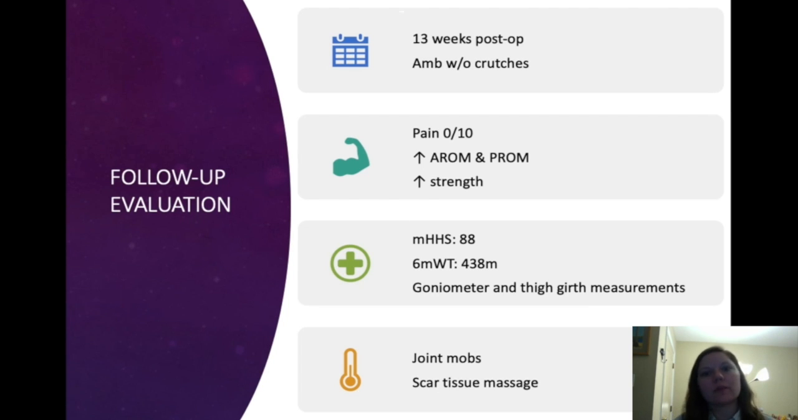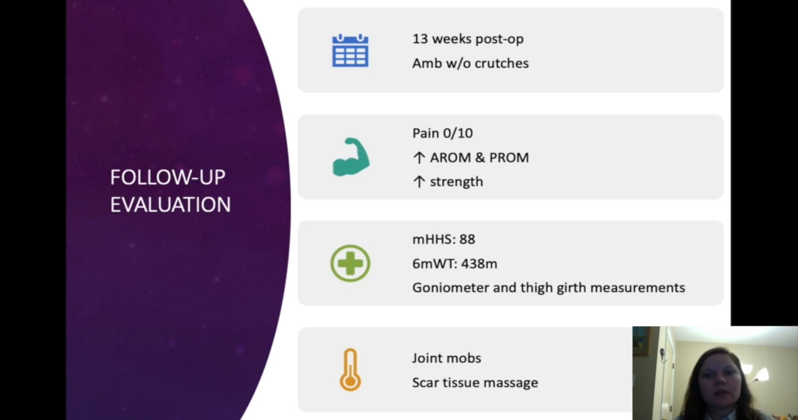My next follow-up evaluation was 13 weeks post-op. She began ambulating without crutches 3 days ago. She feels great, no pain. She's continually improving on her active and passive range of motion and increasing her strength, and this can be shown by the goniometer and thigh girth measurements that were taken.